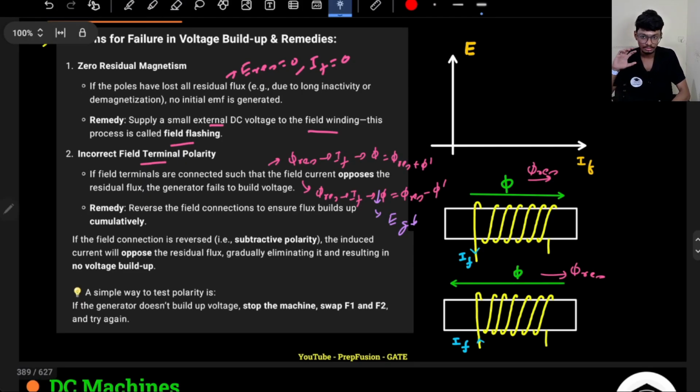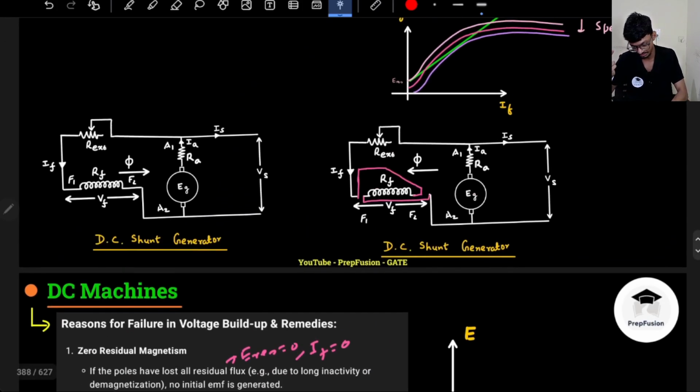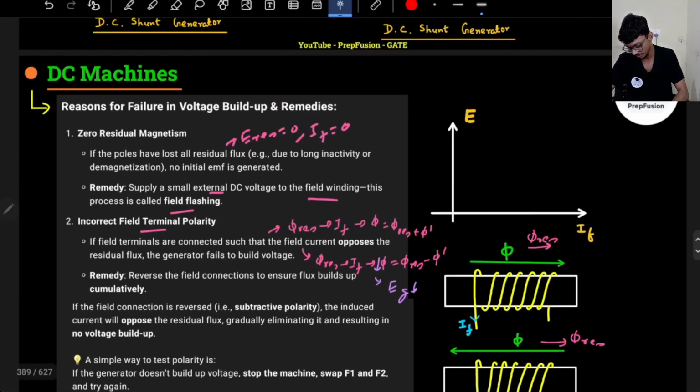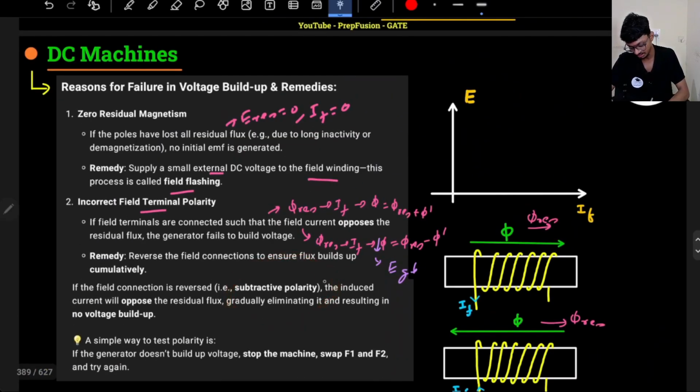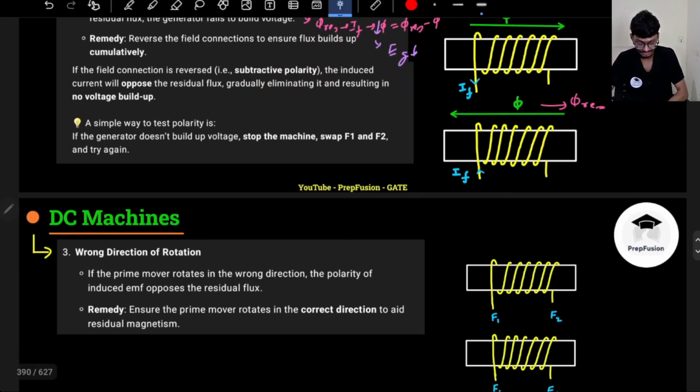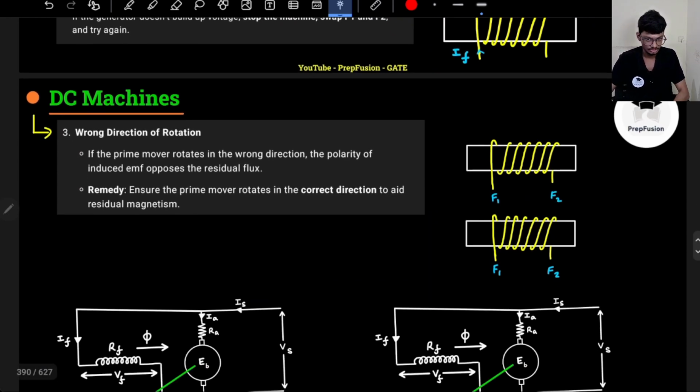So how can I combat this? Simply reverse the field connection. If I reverse the connections, F1 and F2, that will work. So that's how we can eliminate the subtracting polarity. Okay. So a simple way to test the polarity: if the machine fails to build up the voltage, just swap the field terminals and that will help in generating the voltage.